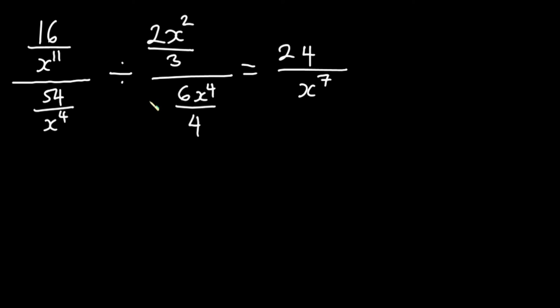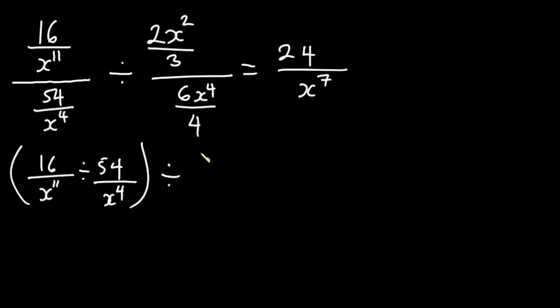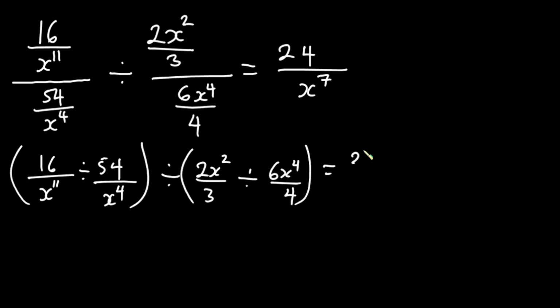Now let's get started. First of all, I'm going to group them. So we have 16 on x to the power 11 divided by 54 on x to the power 4. I'll group this, all divided by, then we have 2x to the power 2 on 3 divided by 6x to the power 4 on 4. And this is equal to 24 on x to the power 7.